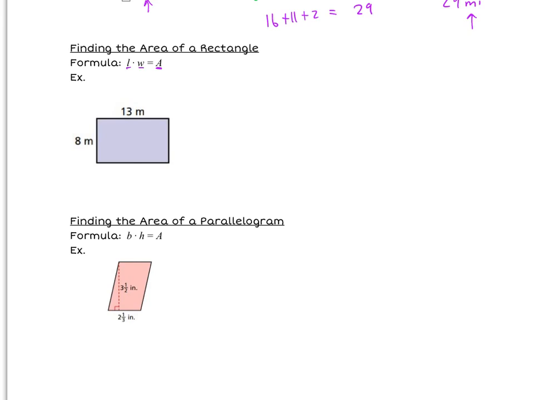So if I write my formula here, length times width equals area, and I use my length, 13 meters, so 13, times my width, 8, equals my area. So I would solve that: 13 times 8 equals 104. And please use a calculator on that. You don't have to do long division. And again, we want to use correct units, so I would say 104, and my units are meters, and it's area, so squared. So there's my final answer, 104 meters squared.